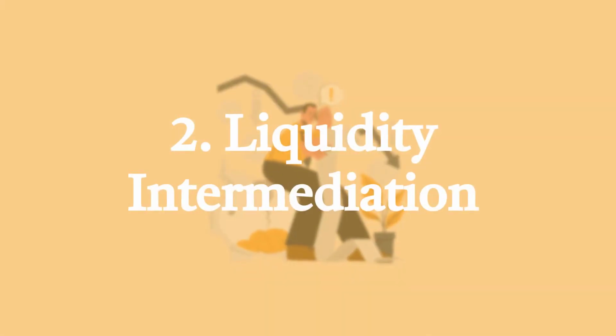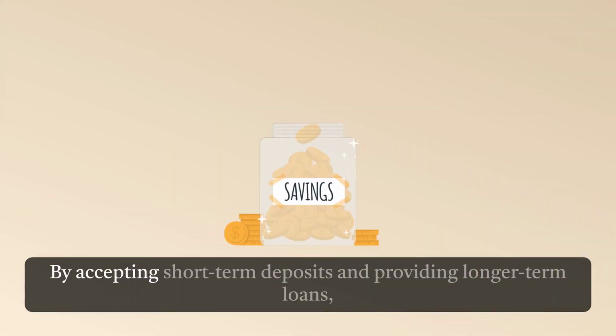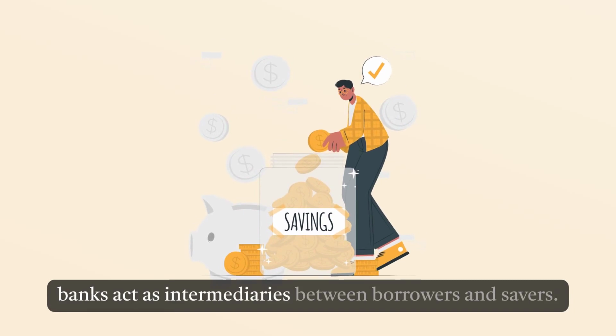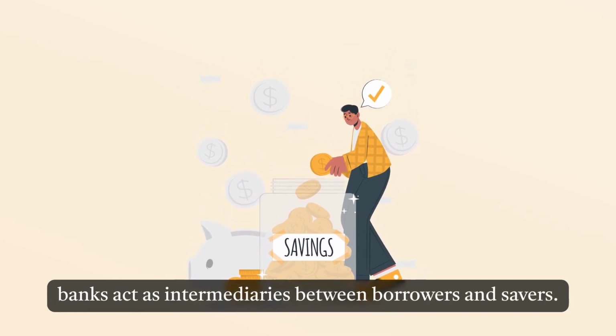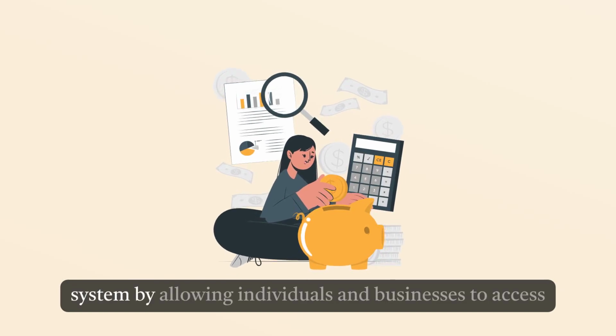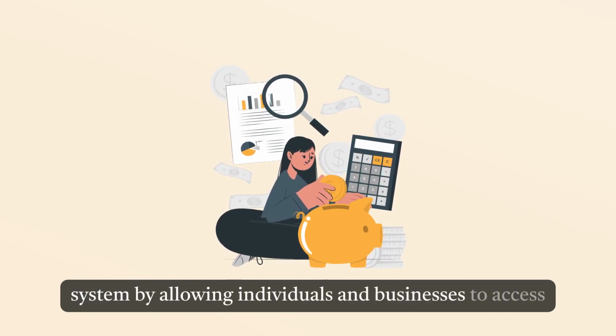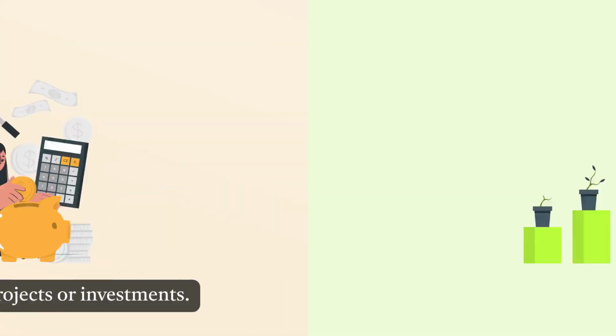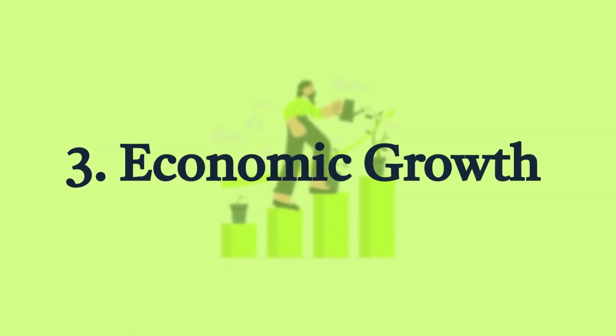2. Liquidity intermediation. By accepting short-term deposits and providing longer-term loans, banks act as intermediaries between borrowers and savers. This mechanism enhances the liquidity of the financial system by allowing individuals and businesses to access funds for long-term projects or investments.